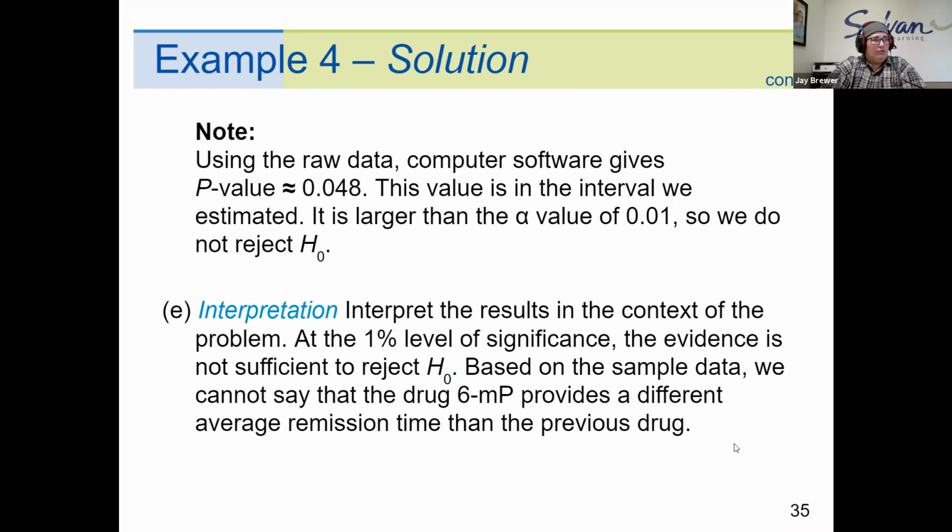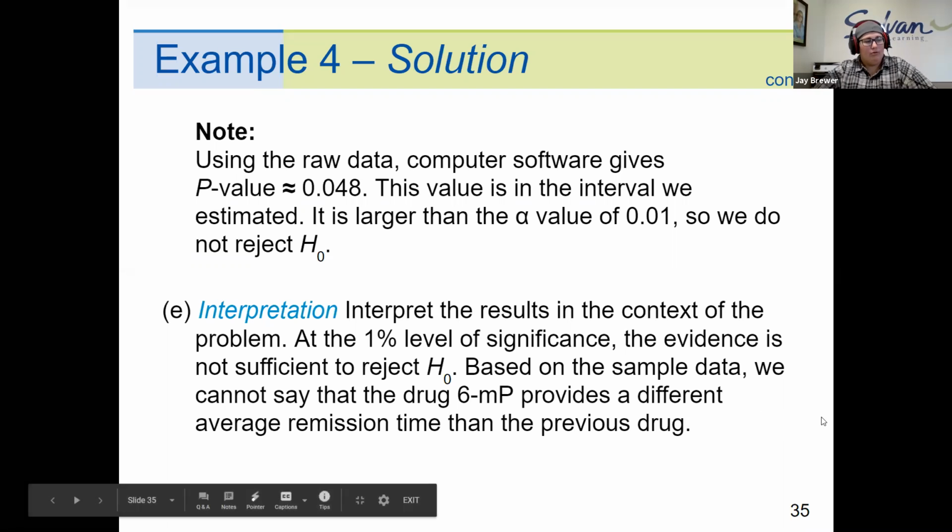Using the raw data, computer software gives a p-value of roughly 0.048. This value is in the interval, so we estimated correctly. It is larger than alpha, so we do not reject the null hypothesis. Interpretation: interpret the results in the context of the problem. At the 1% level of significance, the evidence is not sufficient to reject the null hypothesis. Based on the sample data, we cannot say that the drug provides a different average remission time than the previous drug.